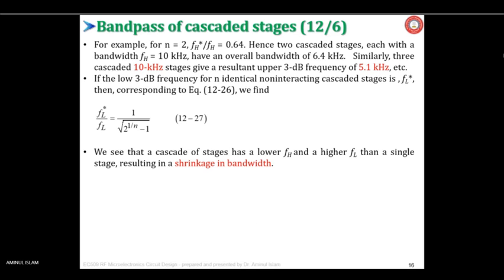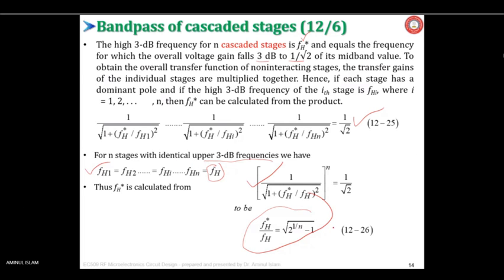For example, for n equals 2, meaning 2 stages you are cascading, FH star divided by FH will be 0.64. Do you agree with this? See the equation here, and your stage n equals 2. FH star equals FH into square root of 2 to the power 1 upon n minus 1. So n equals 2 here. What will be the value of this? 2 to the power half is what?